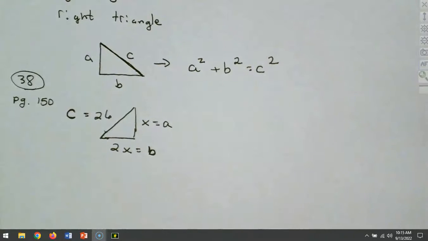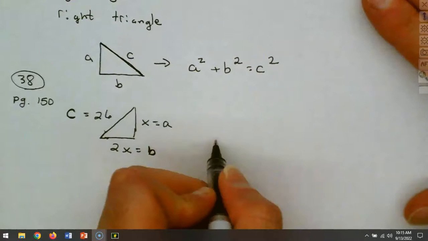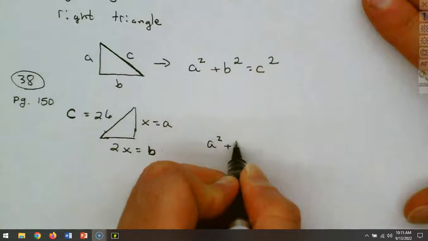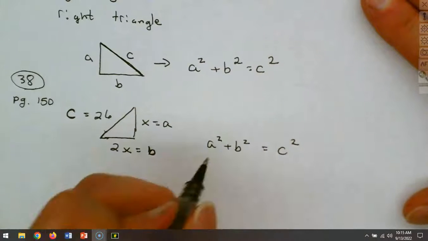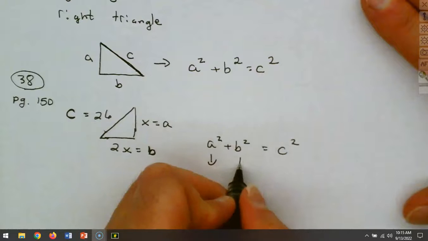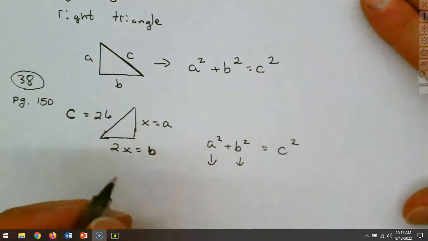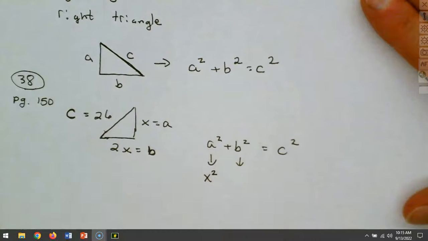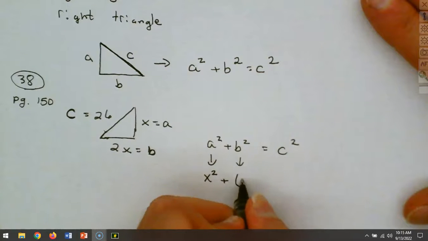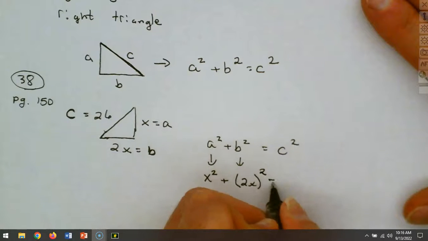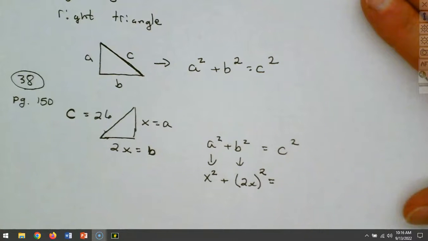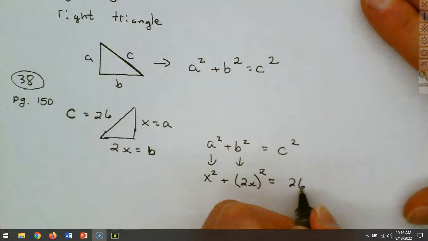And now we know from our Pythagorean theorem formula that a squared plus b squared is c squared. And so when you plug things in, a squared is an x squared. Now be careful with the b squared. Use parentheses because it's twice the length. So that's 2x, and we have to square it. So use parentheses there. And that equals 26 squared.